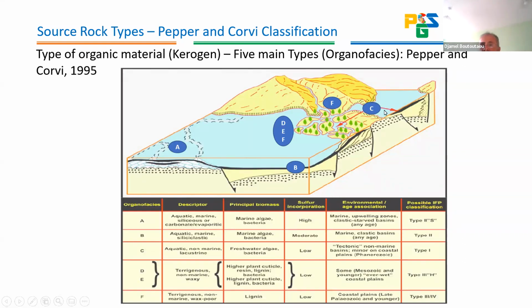C is the lacustrine source rock, which is the type 1 in our case. D and E are the type 3 source rock, terrigenous non-marine source rock, but capable of generating both oil and gas, 50-50. And type F is a gas-prone source rock, but it can also be inert. So we can have a source rock which can generate oil and gas, and a source rock which is mostly only gas prone.